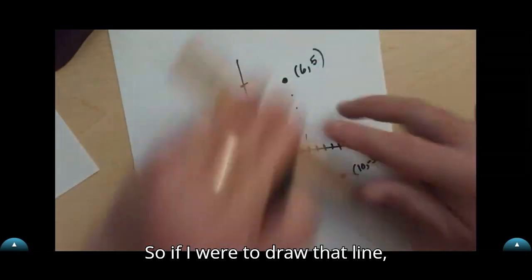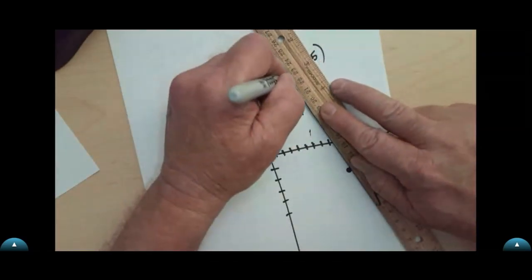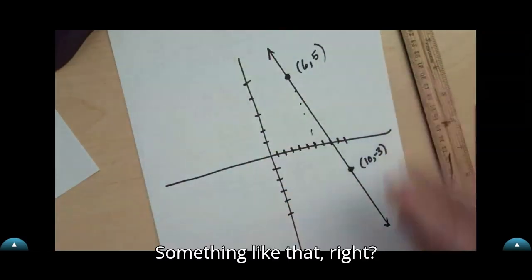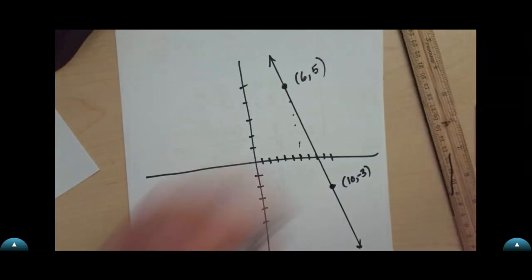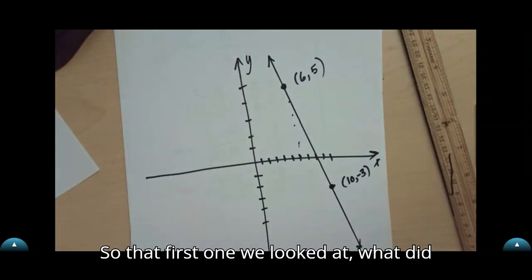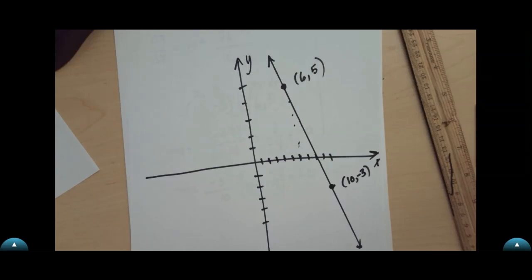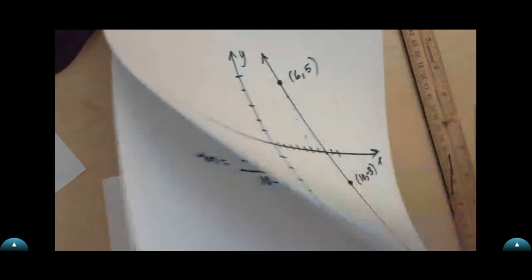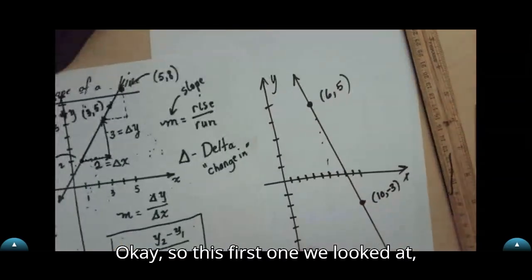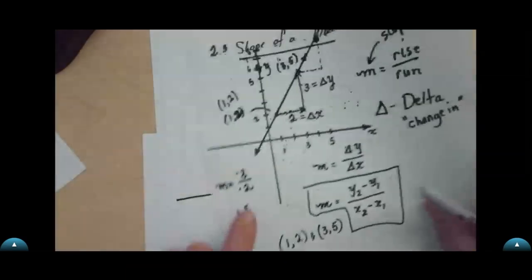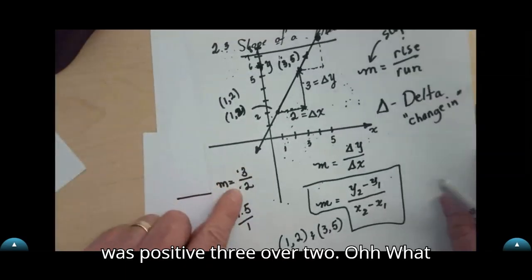So if I were to draw that line, something like that, right? Now there's our x and y axes. So that first one we looked at, what did I do with it? Probably under here, maybe. Okay, so this first one we looked at, notice the slope of this first one was +3/2.